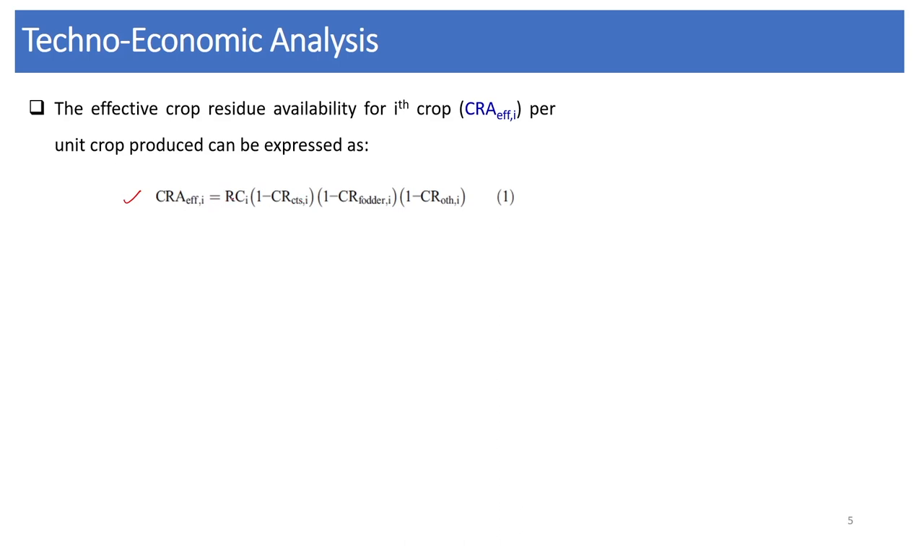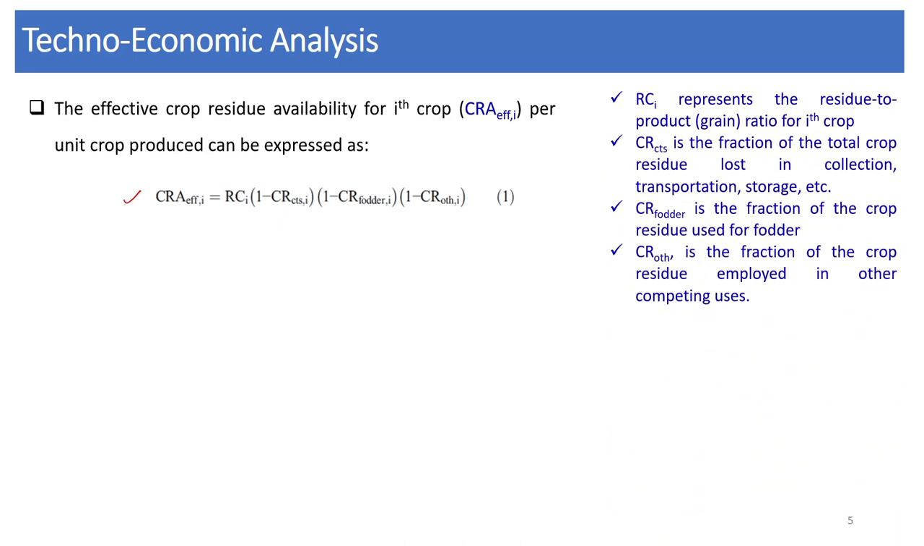CRA effective i is equal to RCi, that means for a particular crop, multiplied by 1 minus CR CST i, multiplied by 1 minus CR fodder i, multiplied by 1 minus CR other i. So what is CR CST? It is the fraction of the total crop residue lost in collection, transportation and storage.